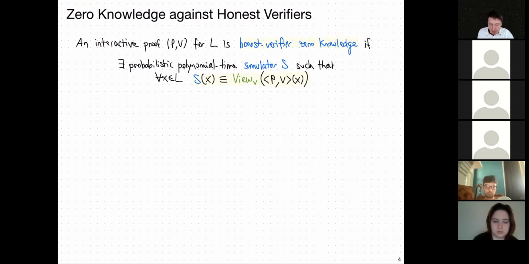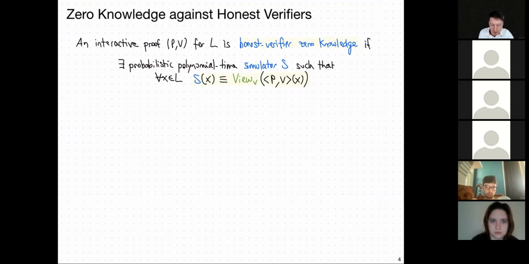We're going to try to conceptualize what it means. We want to compare two things. We want to compare what the verifier learns during a real interaction. So here's the verifier that shows up and talks to the prover and has a certain view. We'll talk about the view in a moment.